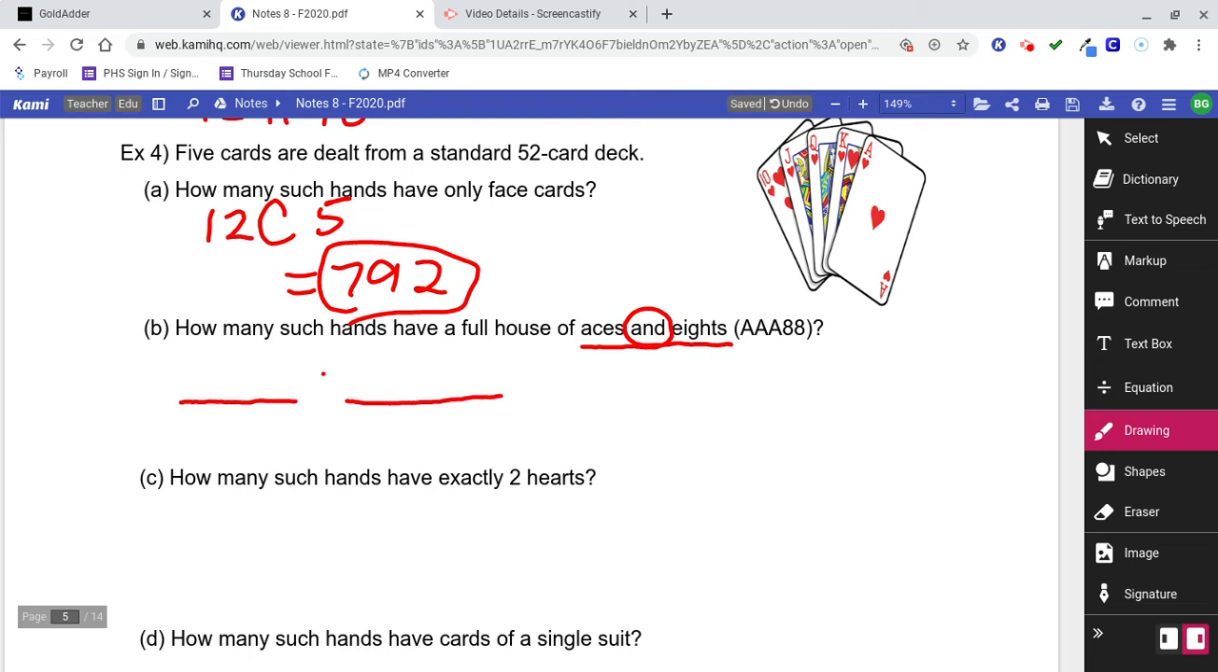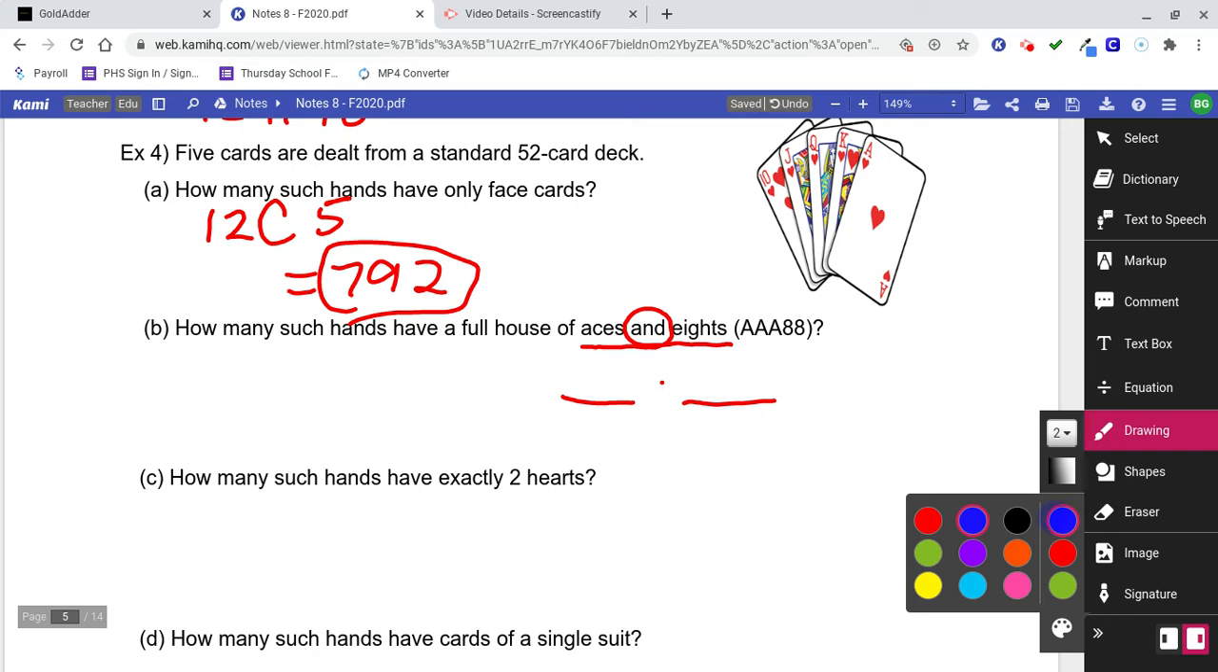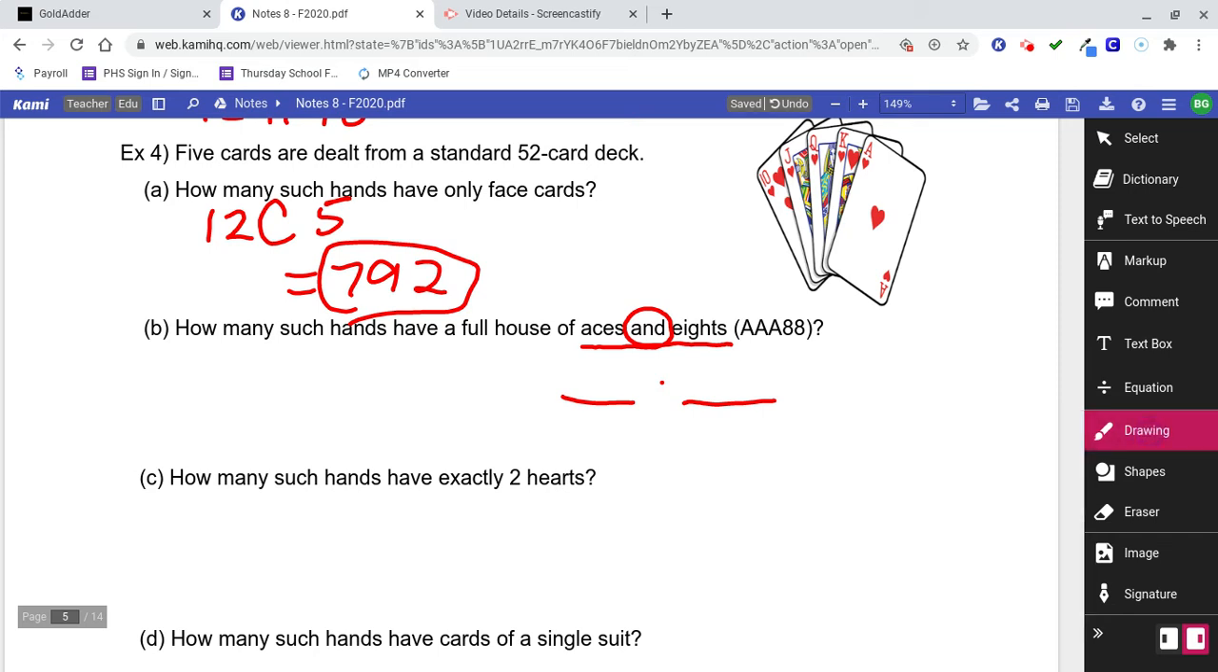Okay. I want to think about, here, I'll put it over here. I want to think about how many ways to get those aces. So think about it like this. Think about how many out of how many. Okay. How many aces are there? And how many am I selecting? How many aces are there? 4. And how many do I want? 3. Okay, so we're going to do 4 choose 3.